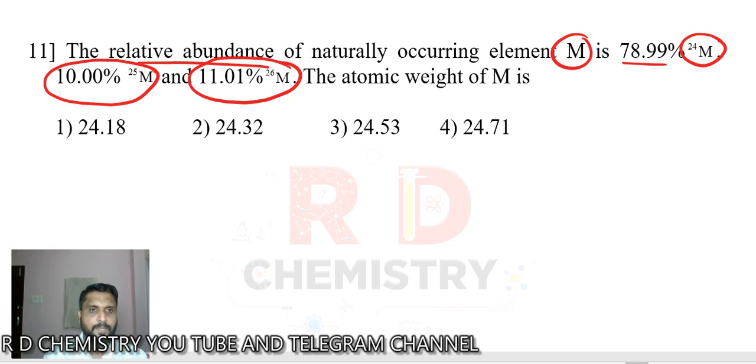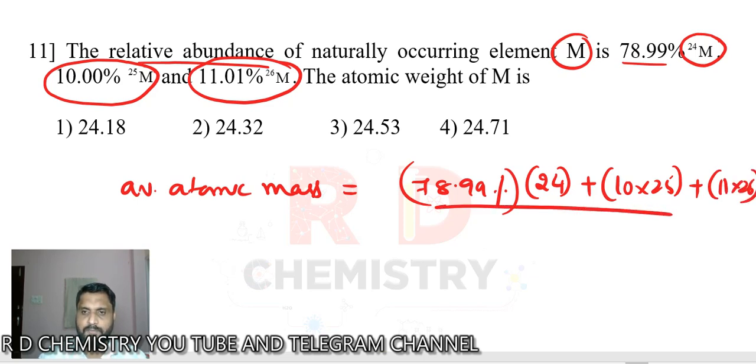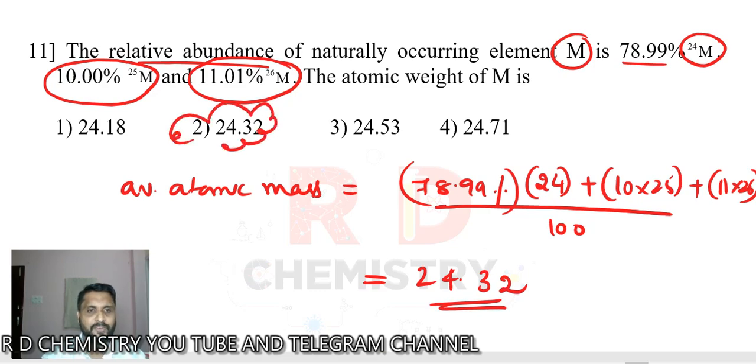To do the percentage amount, you take the average atomic mass. In this case, average atomic mass is equal to: see the percentage given, 78.99% into its mass number 24, plus the next percentage 10 into 25, plus the next one 11.01 into 26, and divide by the total percentage, which you always have to do. When you calculate this carefully, you will get 24.32. So the answer is option number 2. Clear? Right?